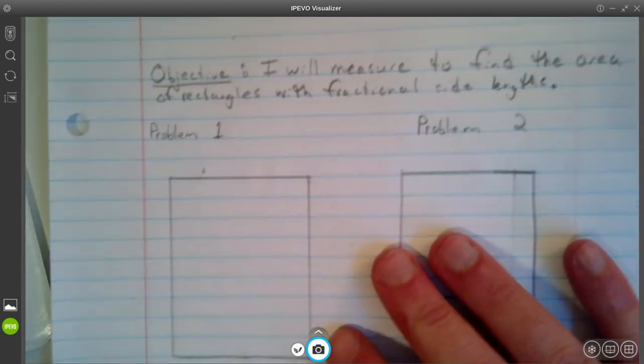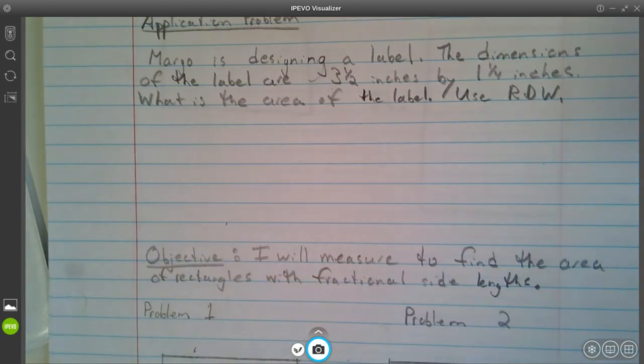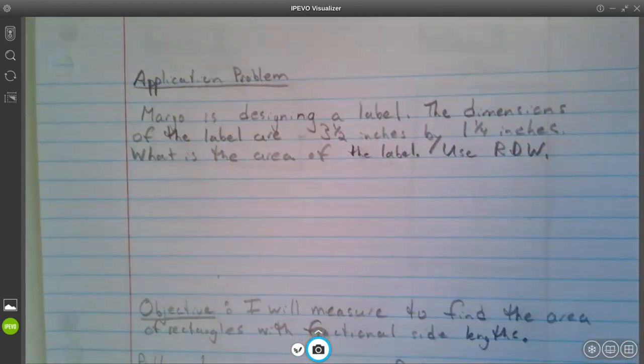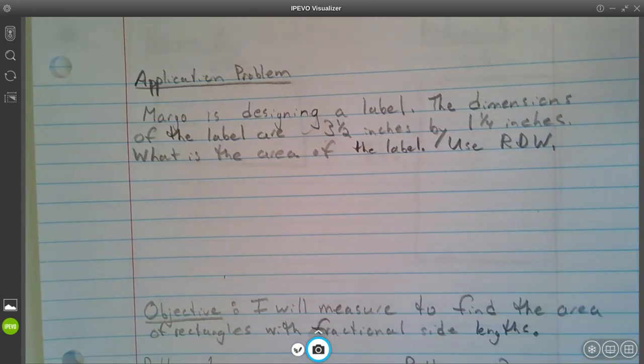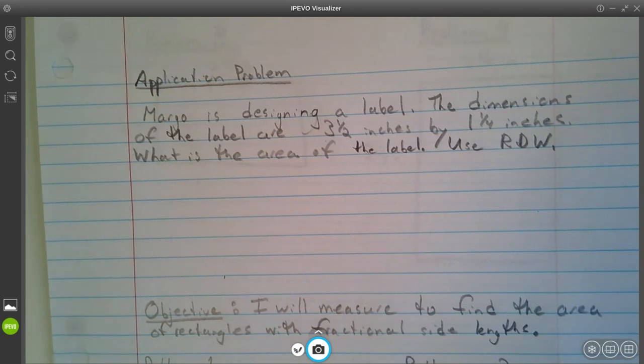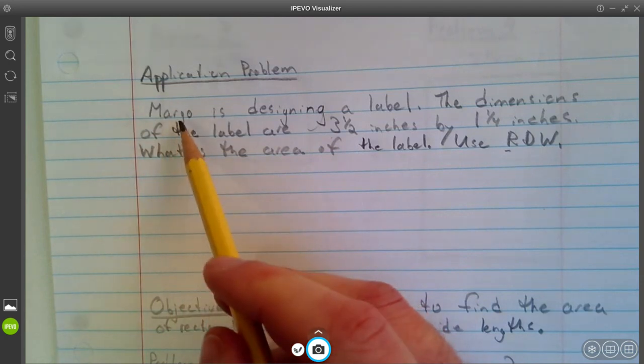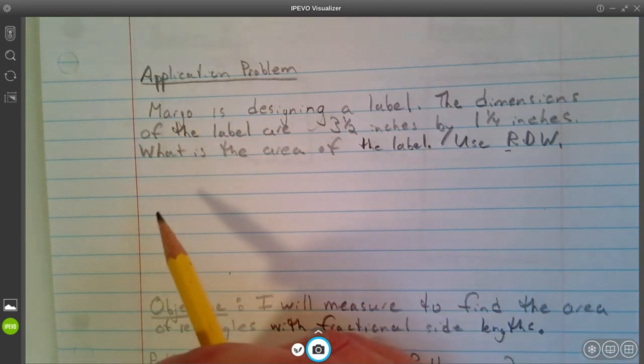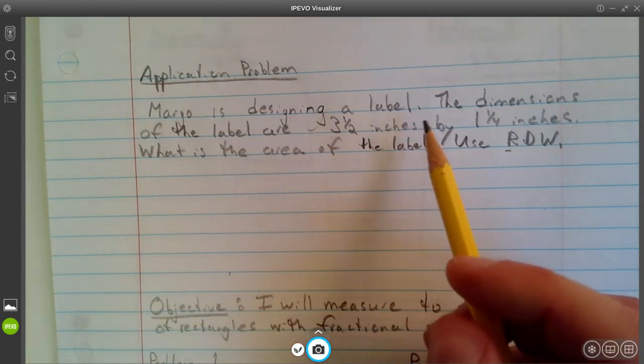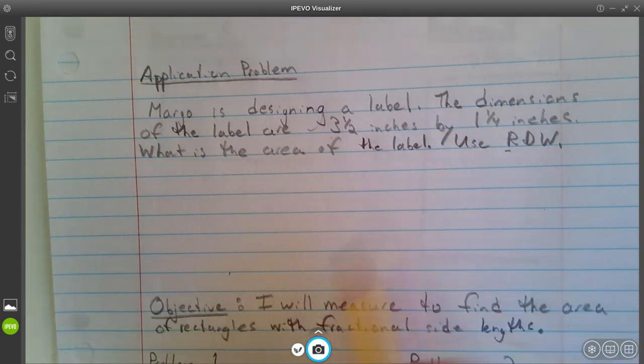Margot is designing a new label. The dimensions of the label are 3.5 inches by 1.25 inches, and find the area of that label. All right, so if we're going to find the area of this label, the first thing I'm going to do is read it, which I just did, and I'll check it again here, make sure. So Margot is designing a label. So this is like a label that goes on an envelope, maybe, or something along those lines. The dimensions of the label: 3.5 by 1.25.